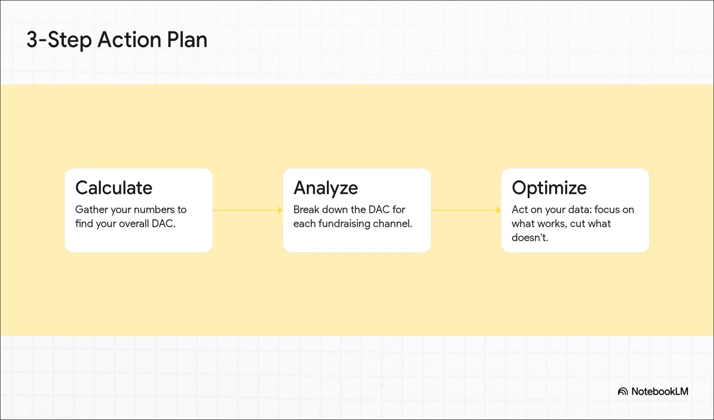Step 2, break it down. Don't just look at the big number. Analyze the DAC for each of your fundraising channels, your ads, your events, your mailings. Where are you getting the most bang for your buck? And finally, step 3 is to act on it. Double down on what's working, and maybe it's time to phase out the channels that are just draining your resources.